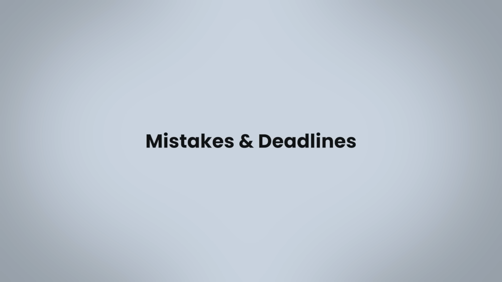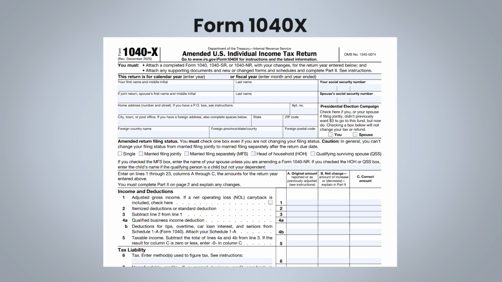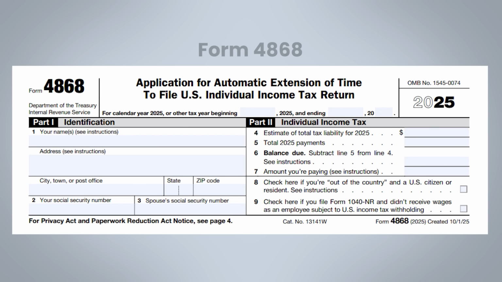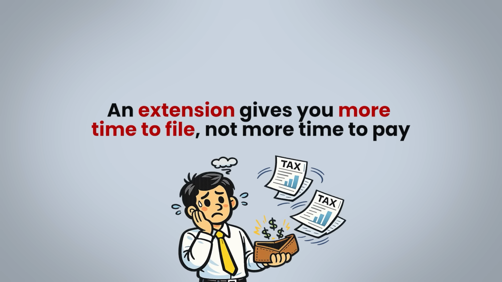Mistakes and deadlines. Now what if you realize you made a mistake? No problem, you can file an amended return using Form 1040X, and if you need more time to file, you can request an extension using Form 4868. Just remember, an extension gives you more time to file, not more time to pay.